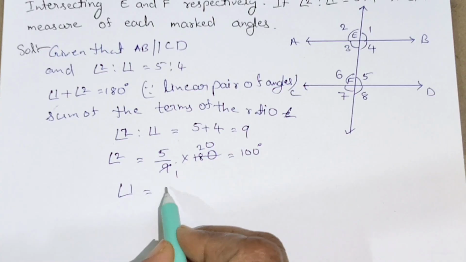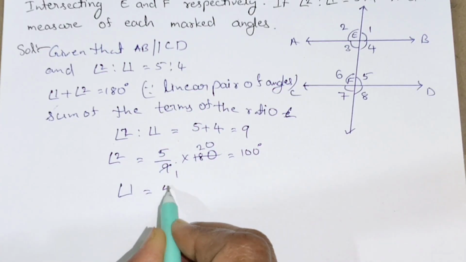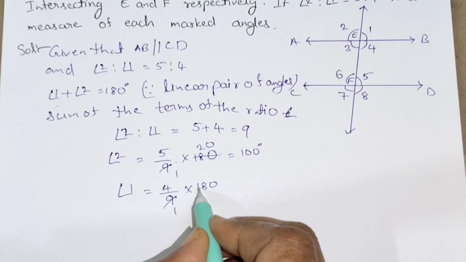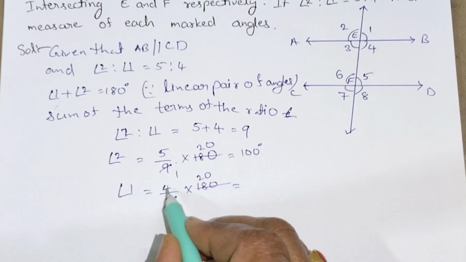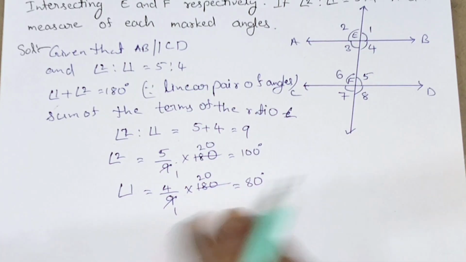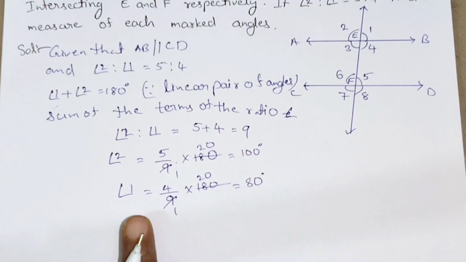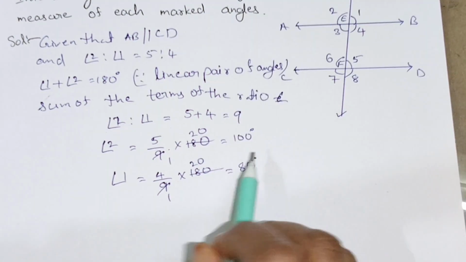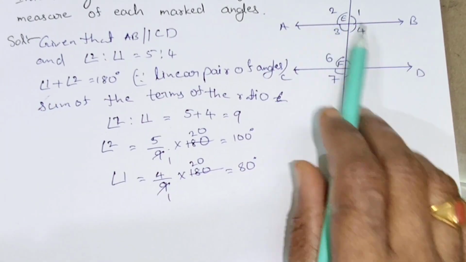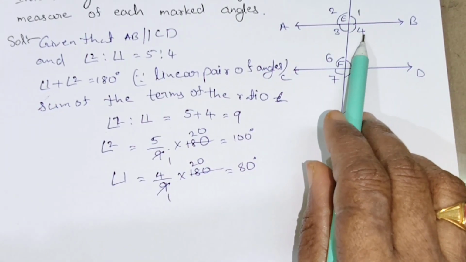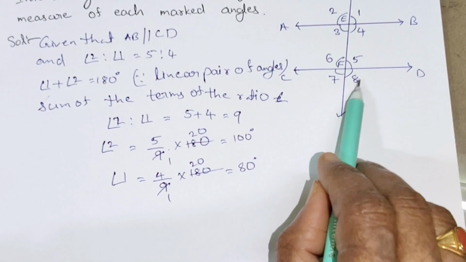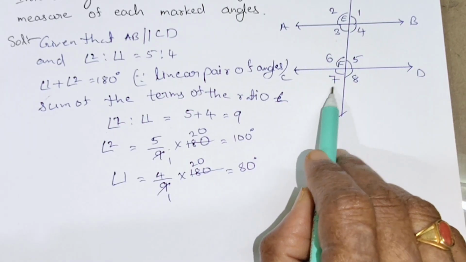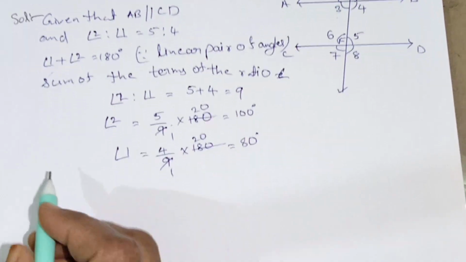Next, angle 1, whose ratio is 4. Angle 1 equals 4 by the sum of the ratio, 9, into the total 180 degrees. 9 twos are 18, and 4 twos are 8, so 80 degrees. Angle 2 equals 100 degrees and angle 1 equals 80 degrees. So angle 2 equals angle 4, angle 4 equals 6, 6 equals 8. Next, 1 equals 3, 3 equals 5, 5 equals 7. These four angles are equal.